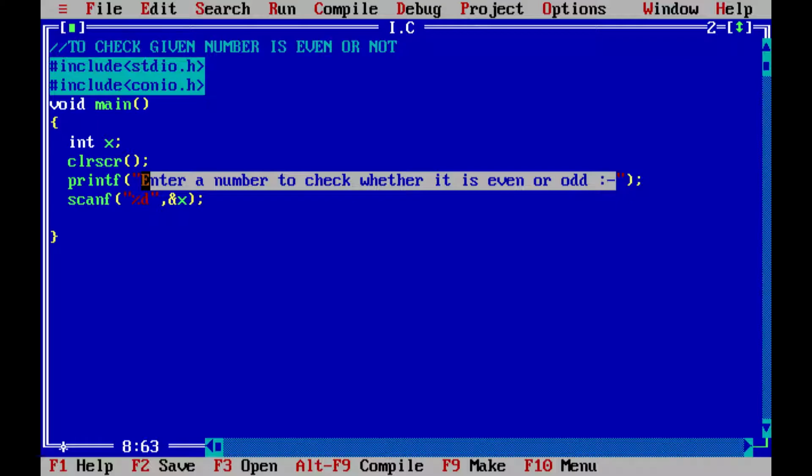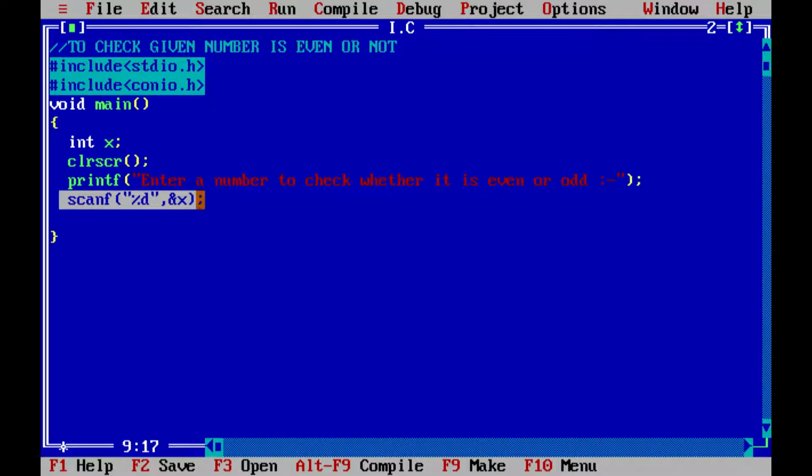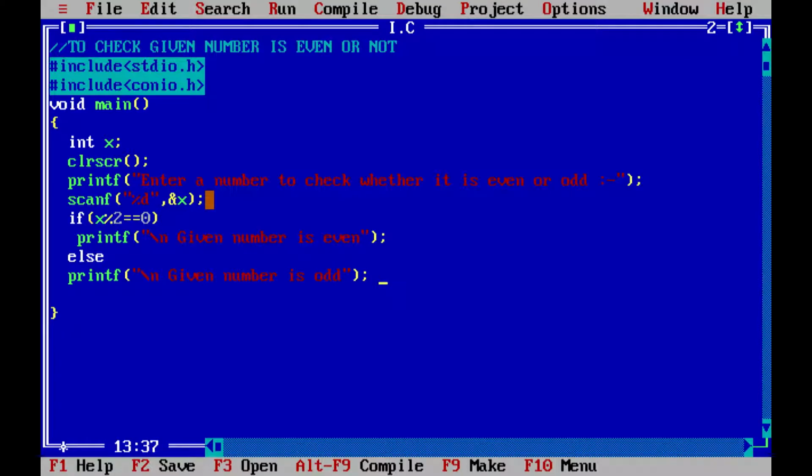After that, clear screen and we print a statement that says enter a number to check whether it is even or odd. Okay, so this is optional. You can write whatever you want in the printf statement. Okay, the next statement is scanf. In this statement we save the value of x, or the given number, in the address of x. Okay, so let's move on to the main concept of this particular problem.